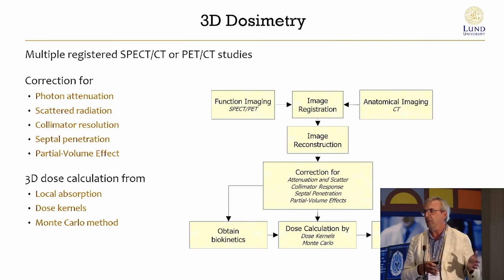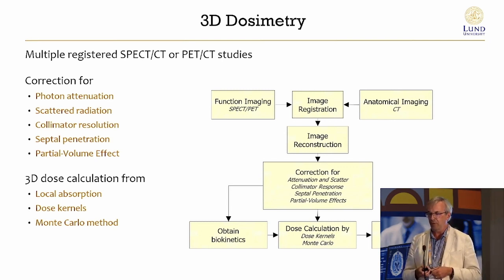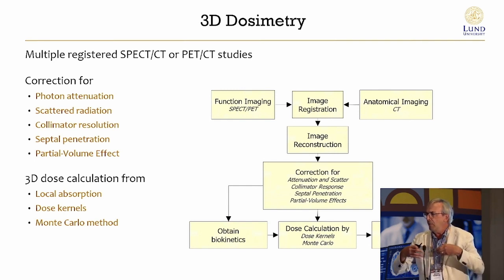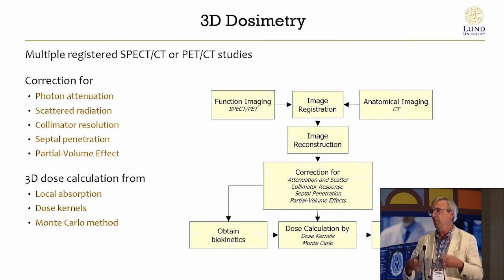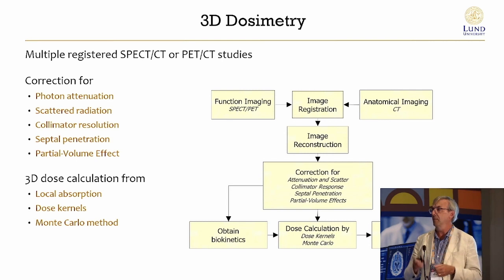You need a functional image, you need an anatomical image, you need some kind of registration because you need both information in order to calculate the absorbed dose. You do need some kind of image reconstruction, and you have to correct for all these physical events that can happen, scatter, attenuation, and so on. And then you can go to the dosimetry part, which is going from activity to absorbed dose. And 3D is better because you have the depth information which you don't have in planar imaging.